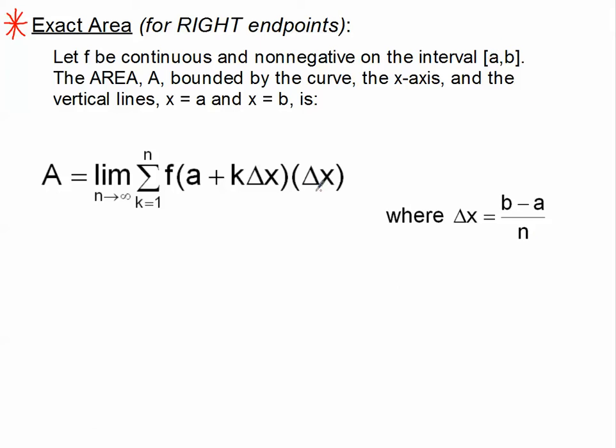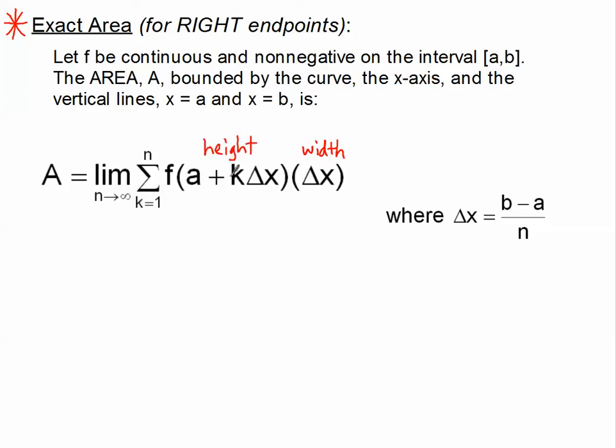Let's start with delta x. This is ultimately our width. We're taking our two vertical line values, the bigger one minus the smaller one, and dividing by the number of rectangles. In this case, we'll just label it as an n. This is our width of each of our rectangles. And if this is our width, then this would represent our height.